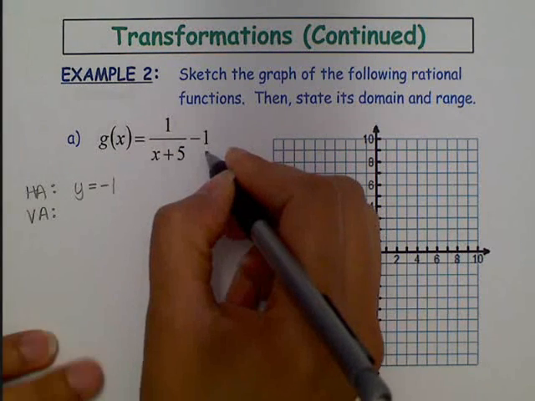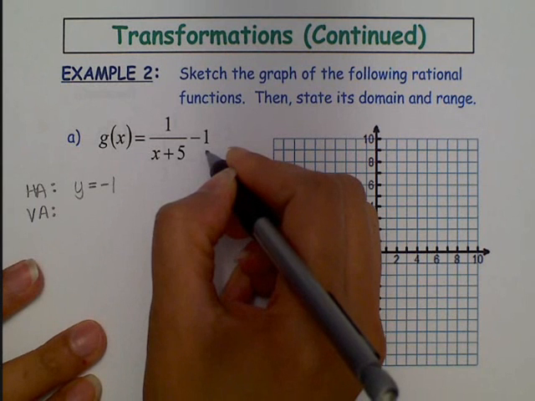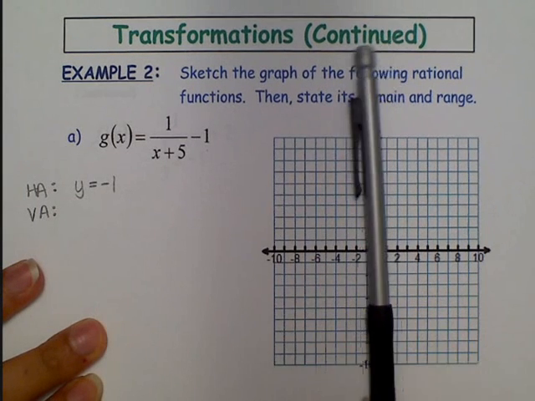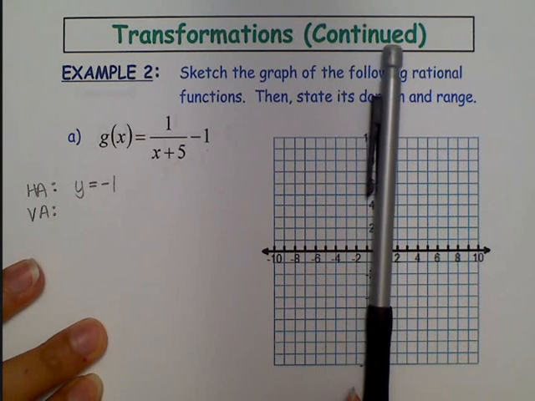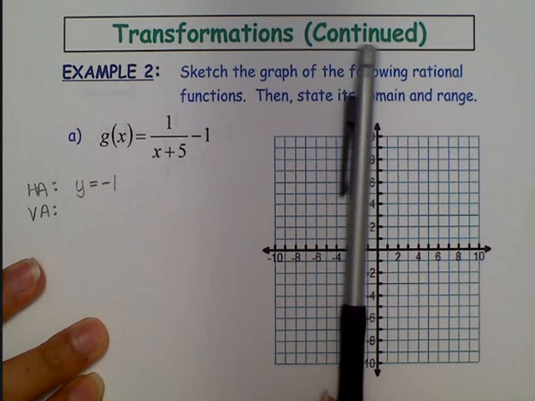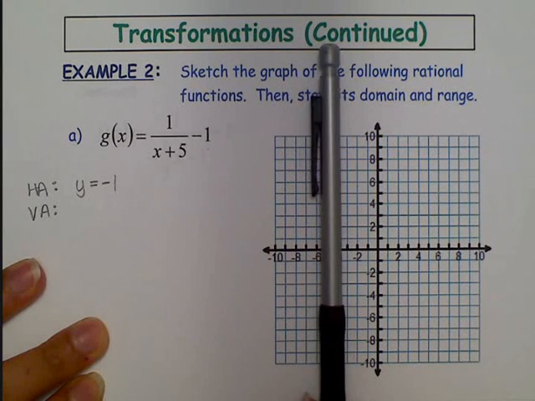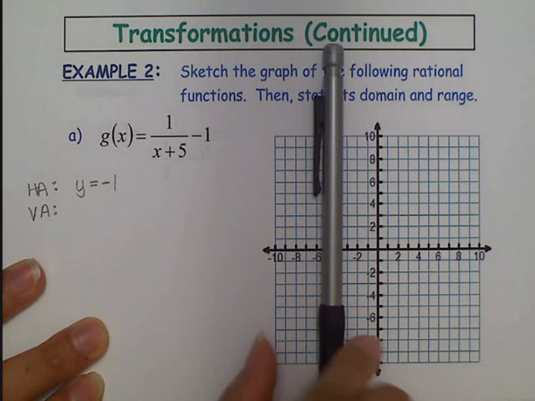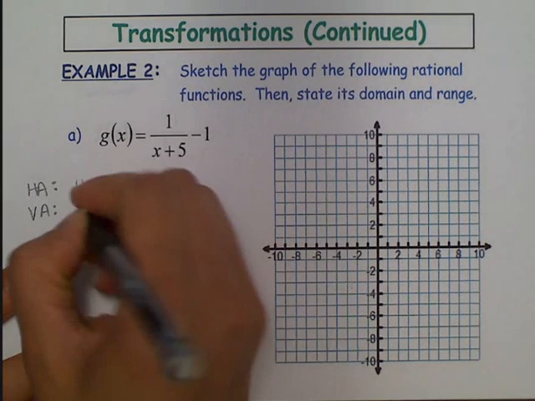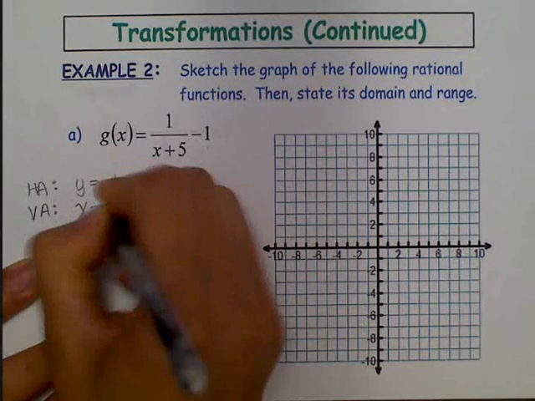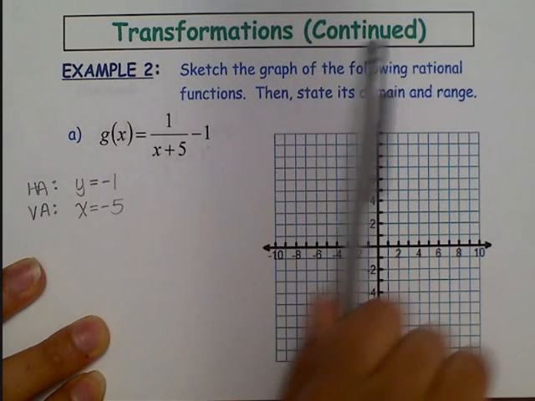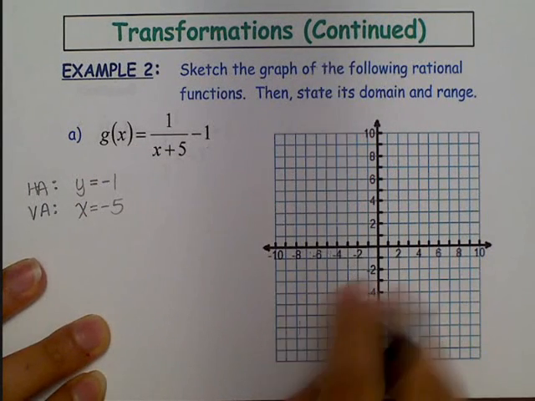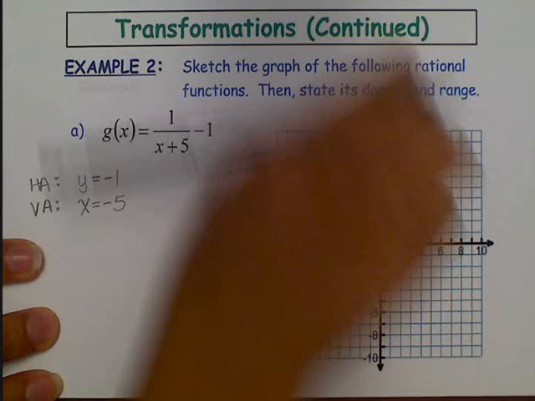Okay, so based on the vertical shift that I have here. The vertical asymptote is normally at x equals 0. Because the graph has been shifted to the left 5 units, the vertical asymptote is going to move with it. And so now the vertical asymptote will be at x equals -5. So it's moved from 0 to -5.